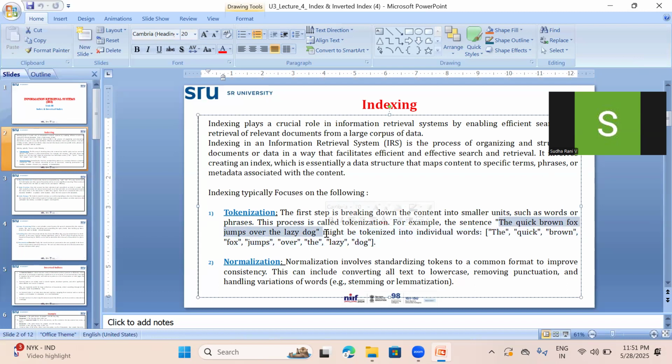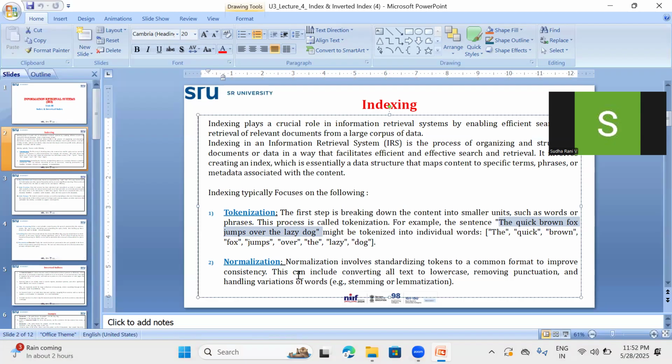The quick brown fox jumps over the lazy dog. This is a sentence, and in the tokenization procedure, the sentence has to be divided into individual words. Let us see here. The sentence is divided into the words: the, quick, brown, fox, jumps, over, the, lazy, dog. That is 1, 2, 3, 4, 5, 6, 7, 8, 9, nine words. So dividing the sentence into words is called tokenization.